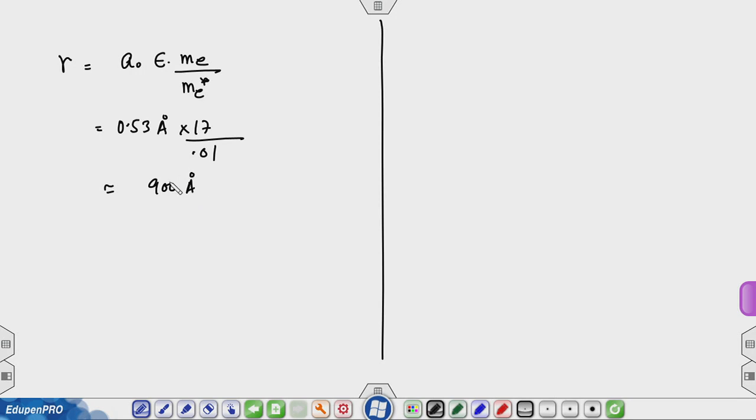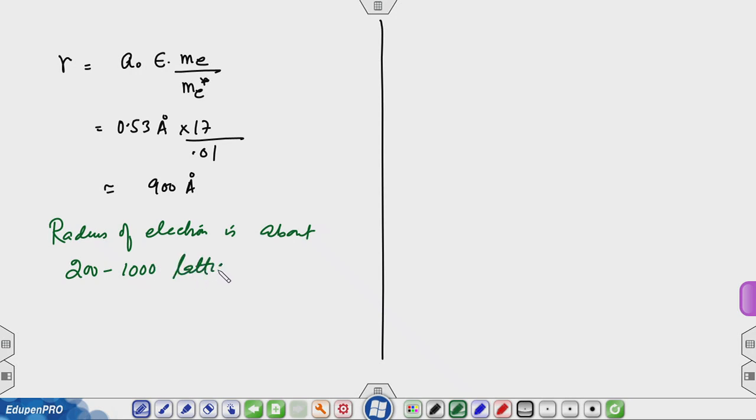So, imagine this: if you have the lattice constant of 2 to 3 angstroms, then the radius of electron is about, let us say, 200 to 1000 lattice constants. That is how loosely bound it is.